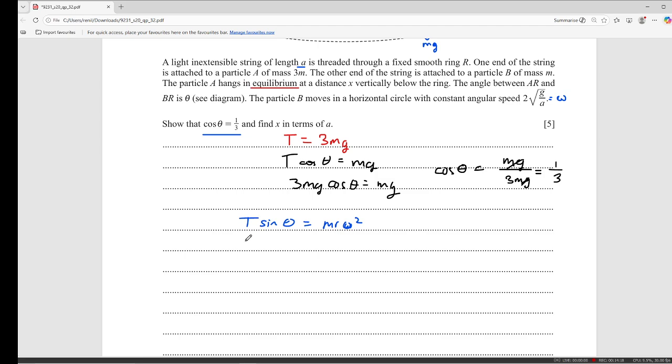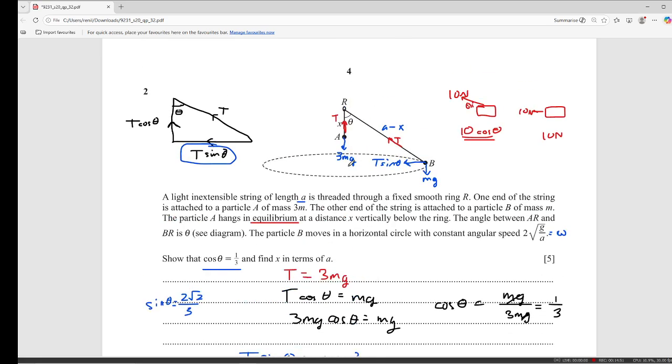We can rearrange. So T equals 3mg, and if cos theta equals 1 by 3, sine theta must be 2 root 2 by 3. You can use the identity sine squared plus cos squared equals 1. So using that identity, we can say that this is 2 by 3, and this is equal to mass times the radius. Now radius, let's leave that right now. We don't know the radius of it revolving, right?